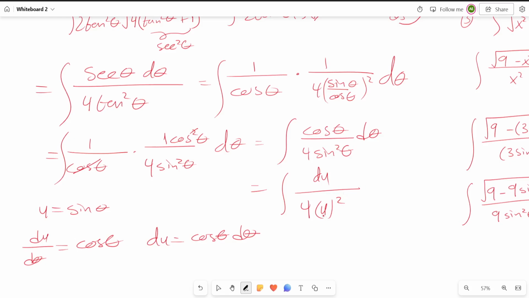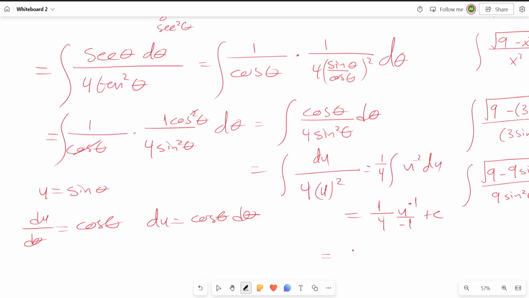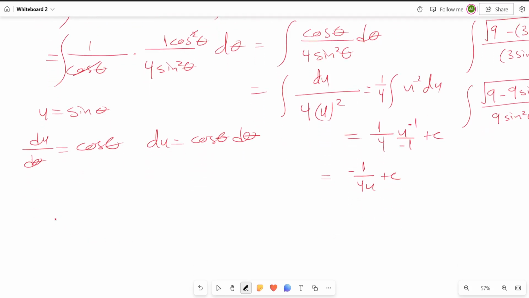And now I can do the power rule. Normally this is similar to 1 over 4 integration of u to the power of negative 2 du. So adding 1 to the power, dividing by the new power, becomes 1 over 4 u to the power negative 1 over negative 1, plus c. So this is basically equal to negative 1 over 4u plus c. So over here, I know that u is sine theta, so this is negative 1 over 4 sine theta plus c. So now this is my integration done.